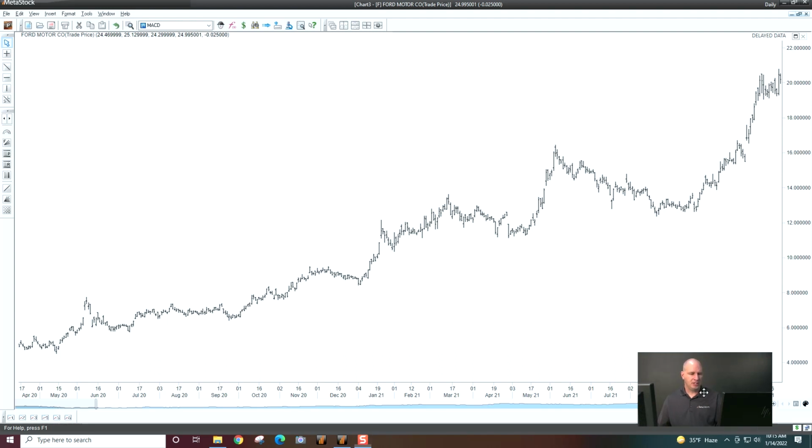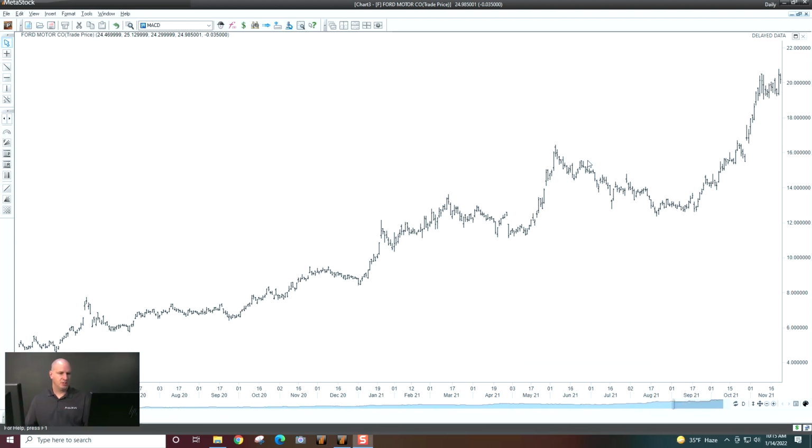So let's just take, for example, Ford here, since we're looking at it. And Ford has been hitting its 52-week high fairly consistently in this example. So let's have the forecaster help us look at what the probability of that happening in the future is.